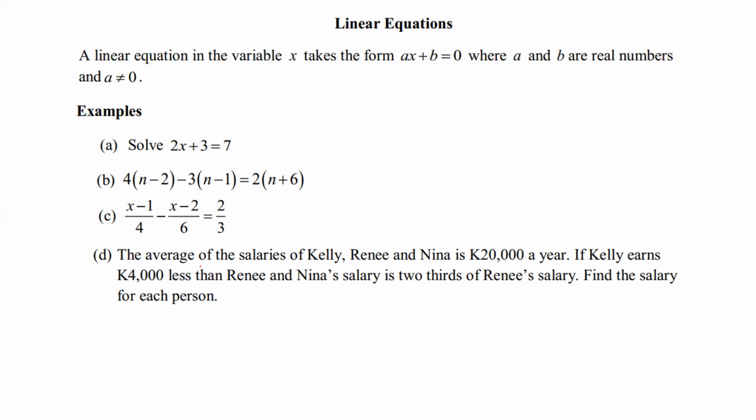Okay. So the first thing that you need to understand in this question is that they are saying the average of the salaries of Kelly, Rini, and Nina is 20,000. So when you find the sum of these salaries that these people are getting, the answer should add up to what? 20,000. So I'm going to get their first letters to represent their names. So when I add Kelly's salary and Rini's salary and Nina's salary, this has to give me 20,000.